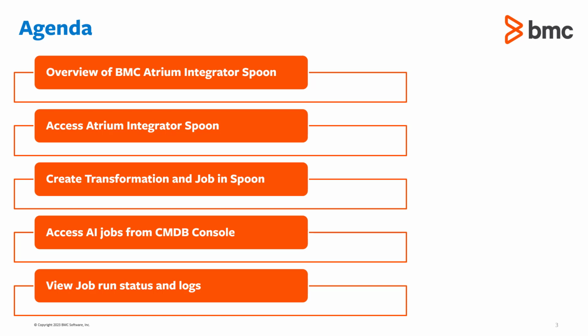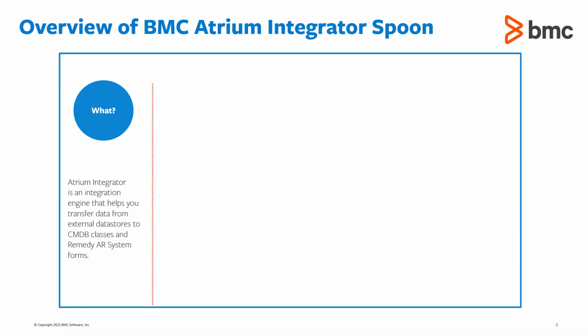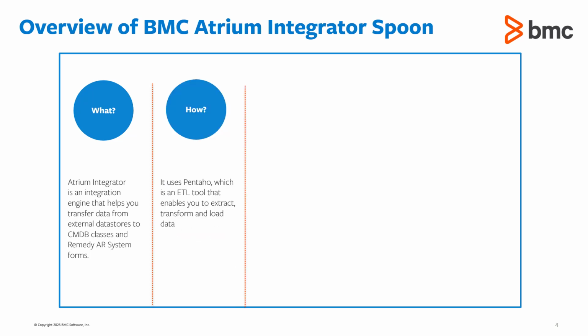So let's start with the overview of BMC Atrium Integrator Spoon. AI job can be used for multiple purposes. But the fundamental is always the same, which is it helps in extracting data from an external source, transform it for correction, and then load it into BMC Remedy form. AI connects with Pentaho client to allow creating jobs and modifying and creating transformations.